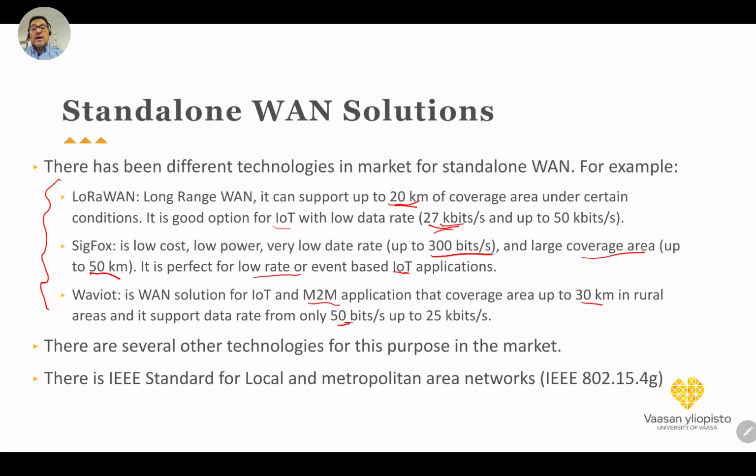there is also some standard now going on. The standard is already there, but there are always some improvements. For example, the IEEE standard for local and metropolitan area networks, it is named 802.15.4g, and also we have this LoRa Alliance. It is called LoRa Alliance. So you can check it on the internet to see about this alliance, and how many companies share in it to put some common standard for that.